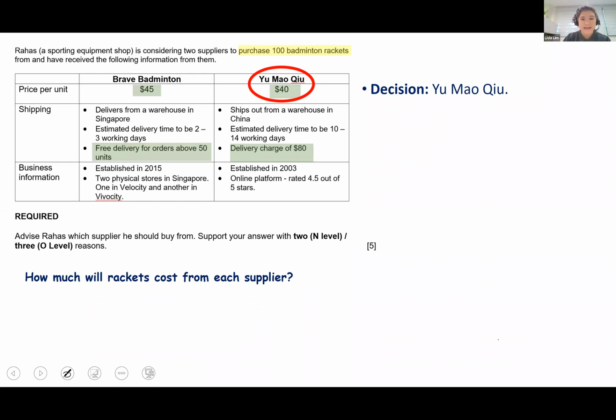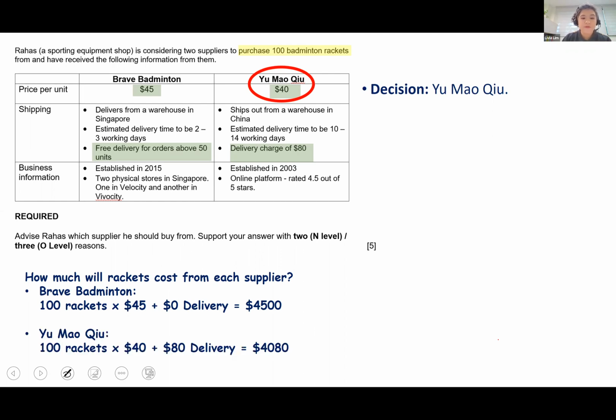Okay, so firstly, I need to calculate, right? If I want to purchase 100 rackets, how much will the total amount of inventory cost from each supplier? So for Brave Badminton, it's 100 rackets times 45 plus 0 delivery, which will be $4,500 inventory cost. For Yu Mao Qiu, 100 rackets times 40 plus $80 delivery, $4,080 inventory cost.